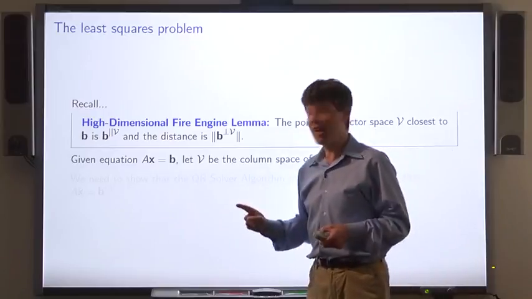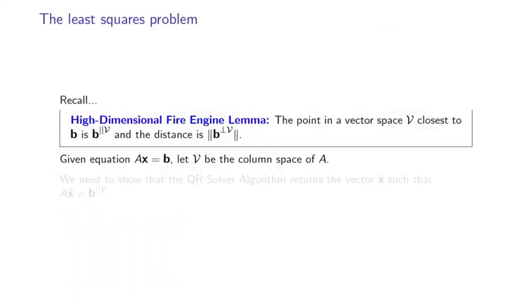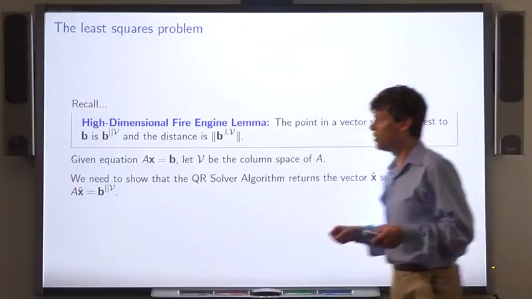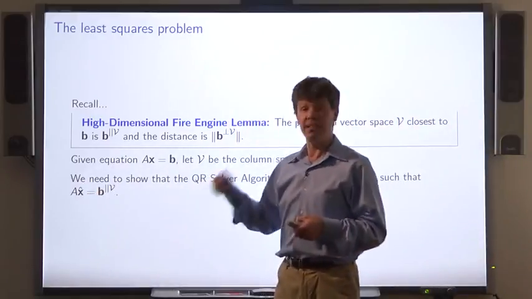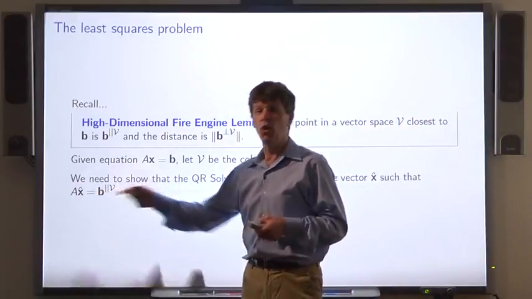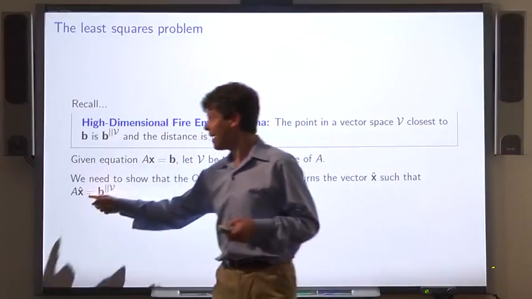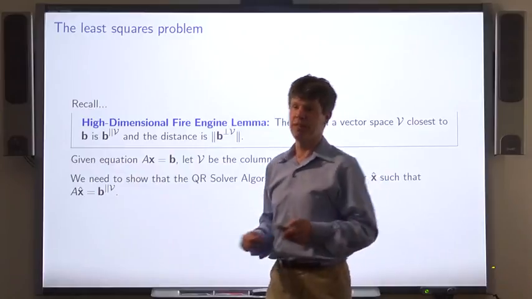Given the matrix vector equation Ax equals b, let V be the column space of A. We need to show that our algorithm will return a vector x hat such that Ax hat is as close as possible to b while still lying in the column space of A. That is, that Ax hat equals b parallel.